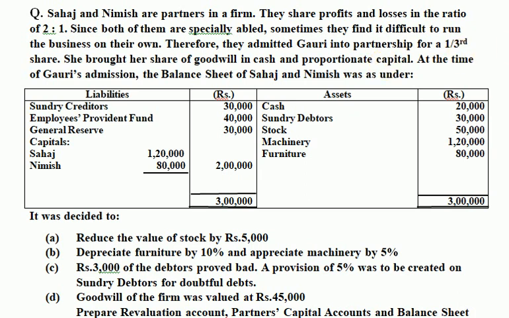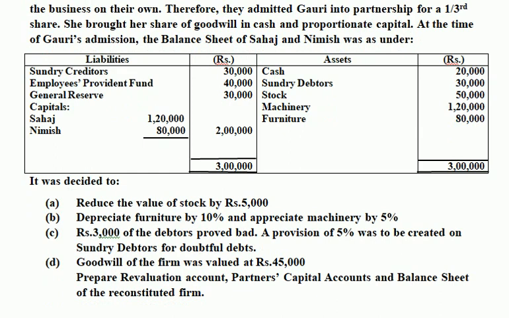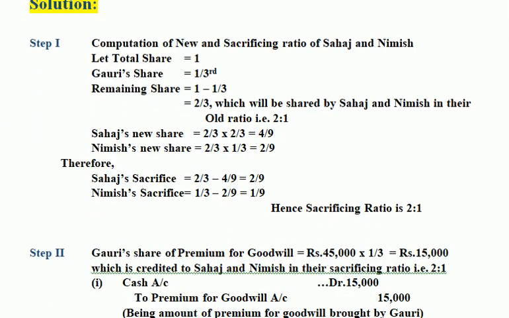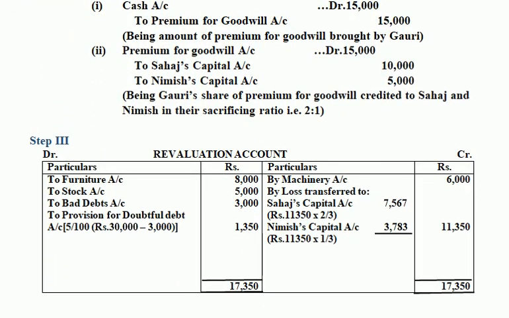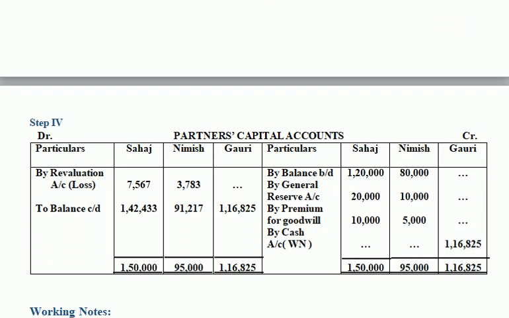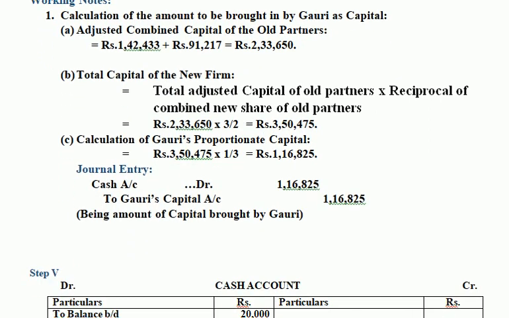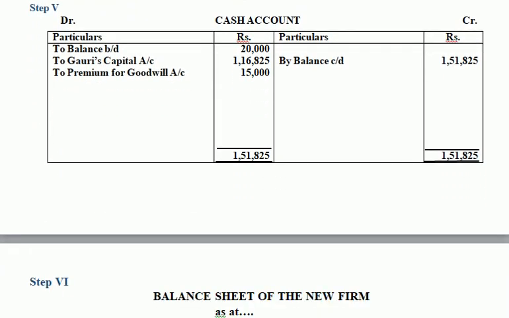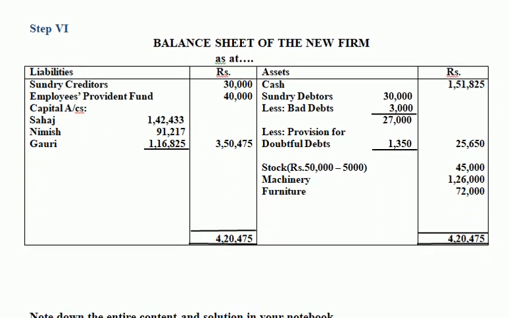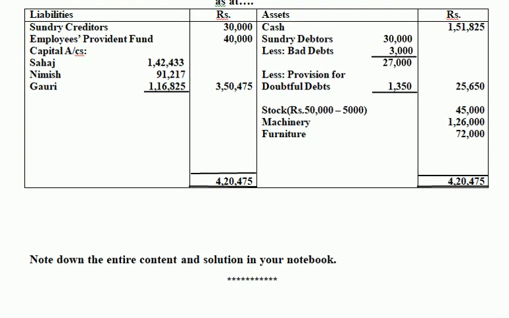So you must attempt this question in your notebook with all the 6 steps like I have been teaching you right from the beginning. Do not miss out any step in between, because this should be the right approach towards reconstitution of partnership firm when you do admission of a partner, by doing all these 6 necessary steps. So homework is, note down the entire content of this capital adjustment method known as proportionate capital method and solve this question in your notebook.